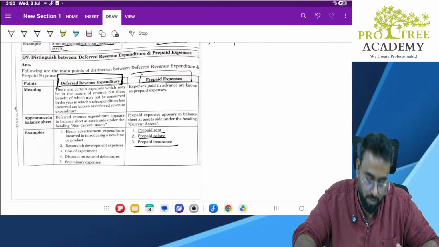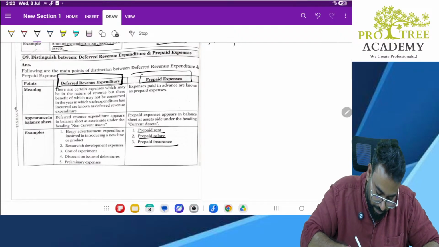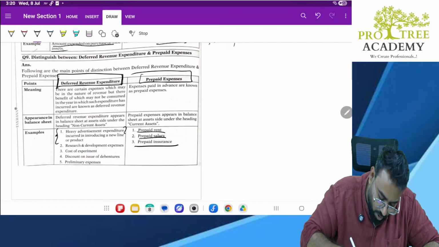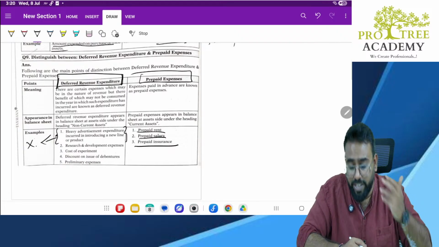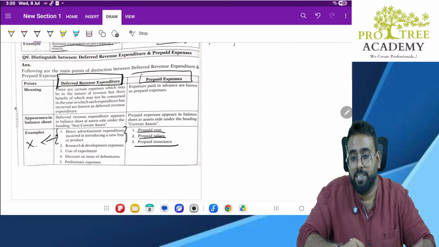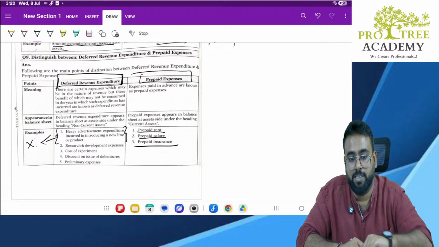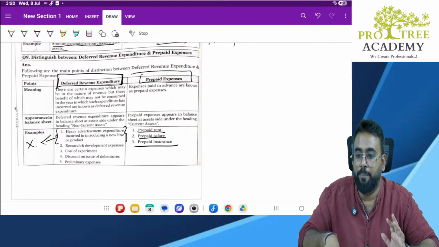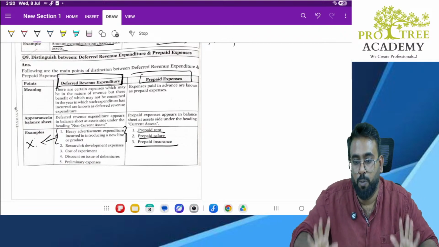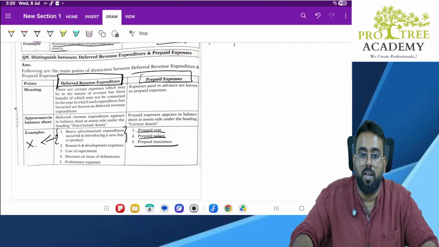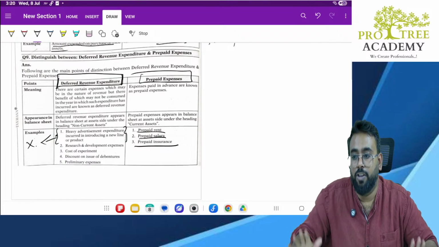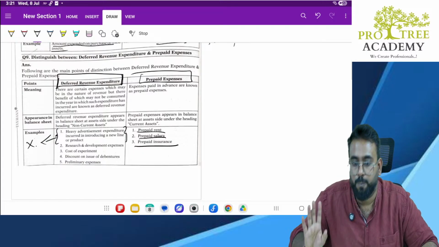Guys, sure? So your examples, see, this example is wrong. This concept is gone. Don't worry about it. Earlier, people used to treat advertisement expenditure as deferred revenue expenditure. Say, for example, I paid 10 crore rupees to Shah Rukh Khan to promote my brand for next 3 years. Shah Rukh Khan will promote my brand for next 3 years. People used to say, we will keep this as deferred revenue expenditure. Clear? But accounting standard said no.